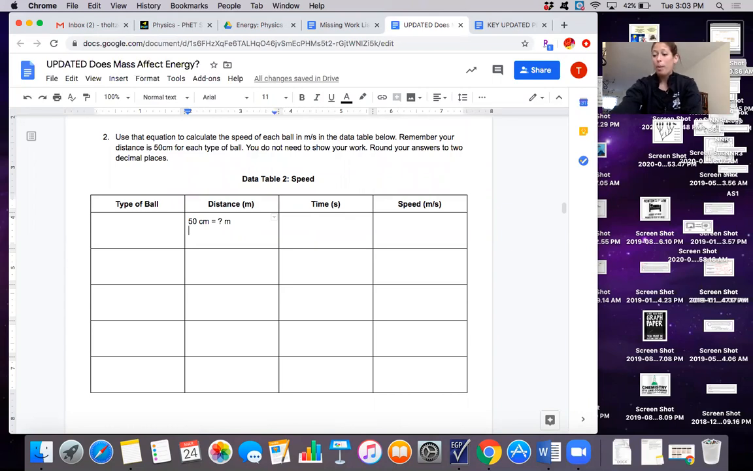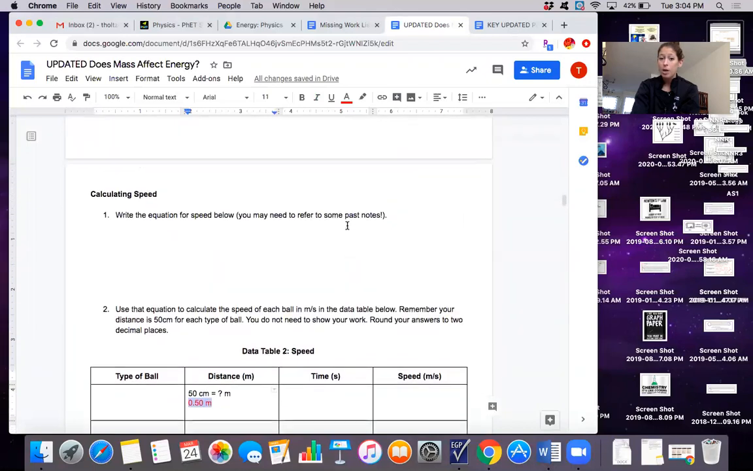So remembering our conversions, we move our decimal once, twice, from centimeter to meter. That should get me 0.50 meters. That's the same for all of them. All of them have moved a distance of 0.50 meters because they all were recorded for 50 centimeters. So we're gonna put that same distance in all of the trials.